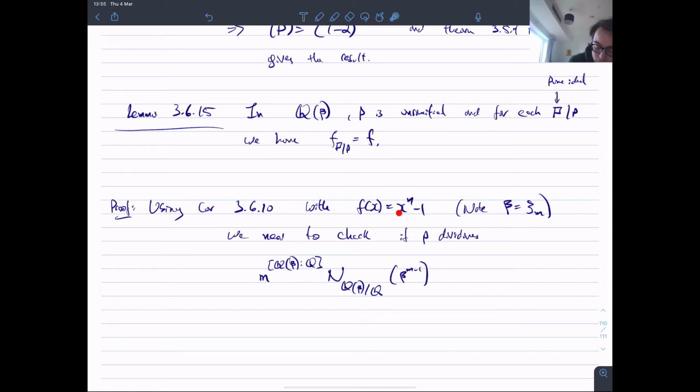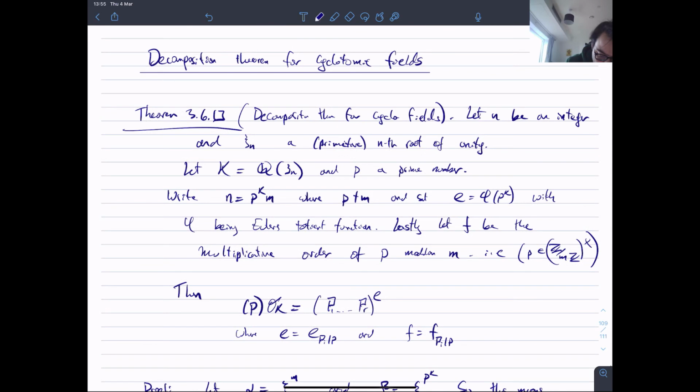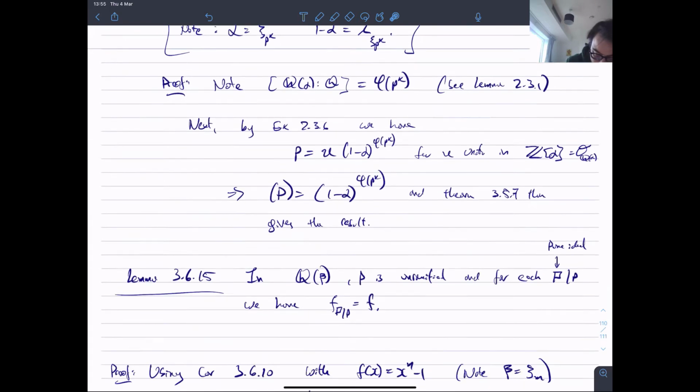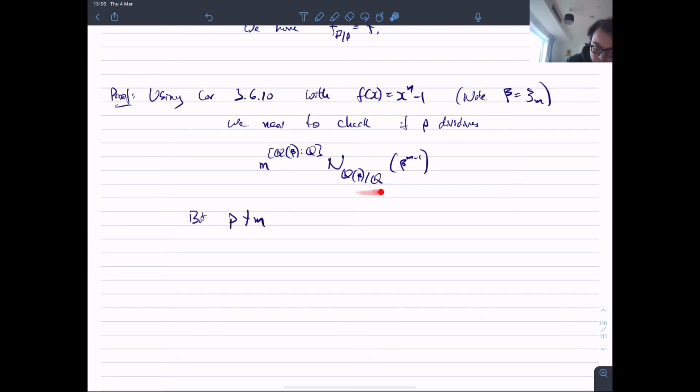Differentiate this polynomial, you're going to get m times x to the m minus 1. If I take the norm of that, the m just gets raised to the power of the degree of the field, and then you get the norm of this at beta, because it's what I'm plugging in. So I end up having to look at this number. I'm going to check if P divides this. But by construction, P doesn't divide m. Remember that I took my number n and factored it as P to the k times m, where P doesn't divide m. So P doesn't divide this factor. It's got to check if it doesn't divide this factor.